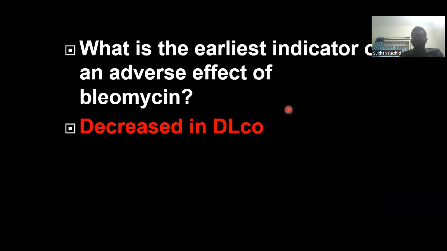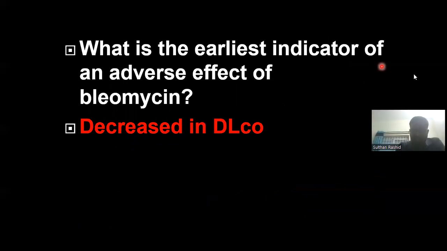How will you identify the earlier indicator of adverse effect of bleomycin? There will be a decrease in diffusion capacity of carbon monoxide. Diffusion capacity of carbon monoxide is used to measure your lung function. In particular conditions, it is reduced. One of the conditions is the use of bleomycin, because bleomycin will cause lung damage. In that case, the diffusion capacity of carbon monoxide will be decreased. So DLCO is measured while giving bleomycin.